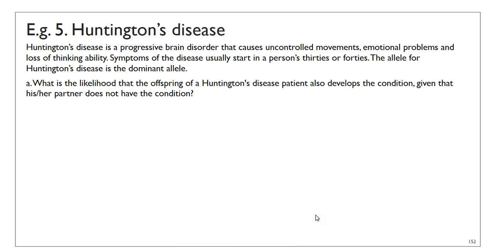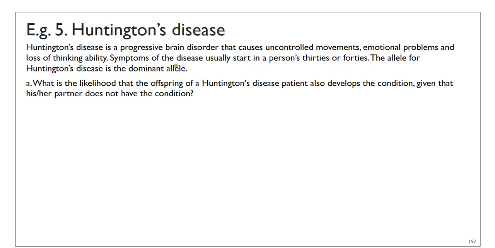I remember when I learned genetics for the first time, this was one of the things that really made an impression on me, because it is a pretty serious disease and there is a pretty high chance of inheriting it if one of the parents already has it. So it's a progressive brain disorder that causes uncontrolled movements, emotional problems, and loss of thinking ability. It happens gradually over time when somebody essentially loses the ability to use their brain, and they can't even walk or talk, and they become solely dependent on someone else to care for them.